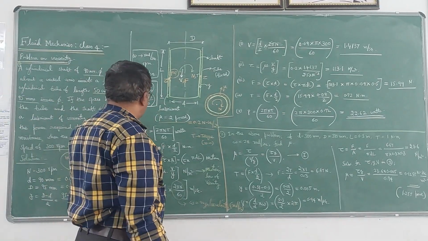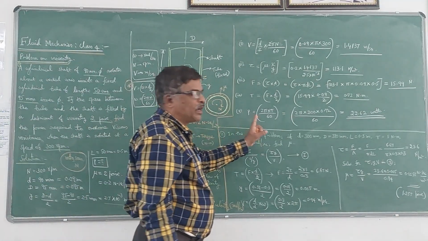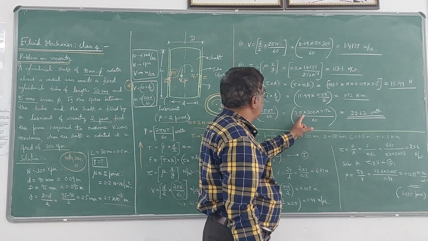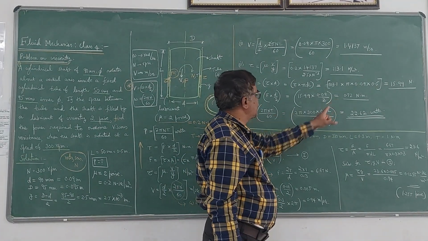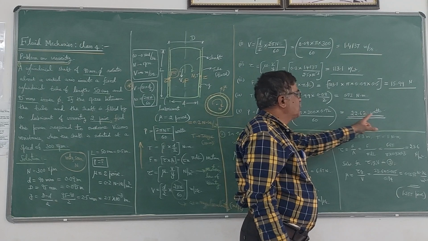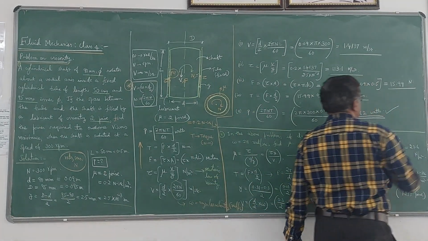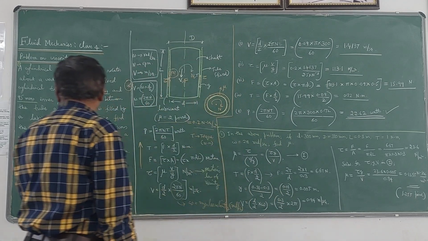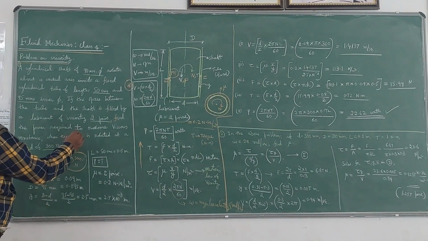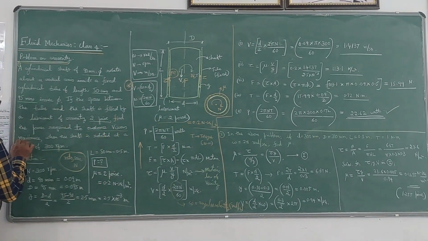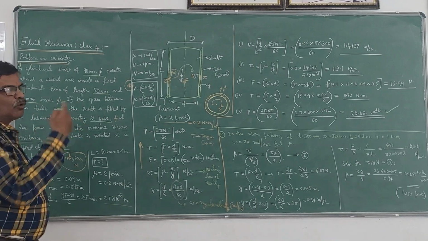Then finally, P can be found out by using 2 pi nT by 60. So 2 pi into n is 300, into T is 0.72, divided by 60. So 22.62 watts. So this is the final answer. This is the power that is required to overcome the viscous resistance offered by the movement.